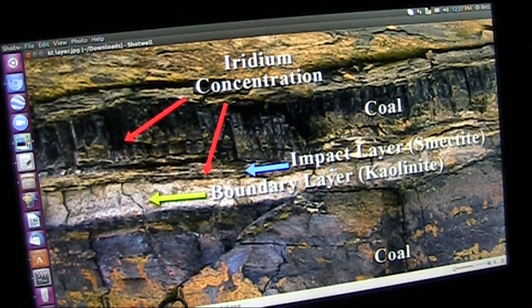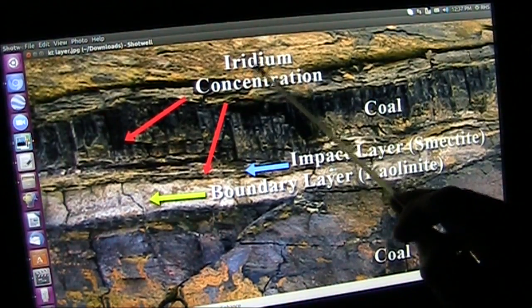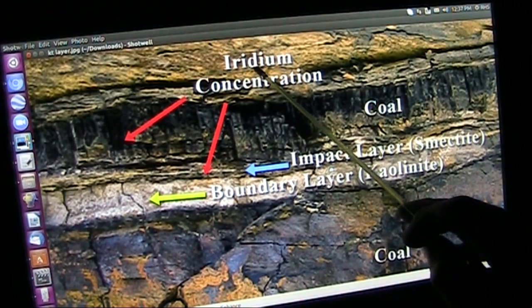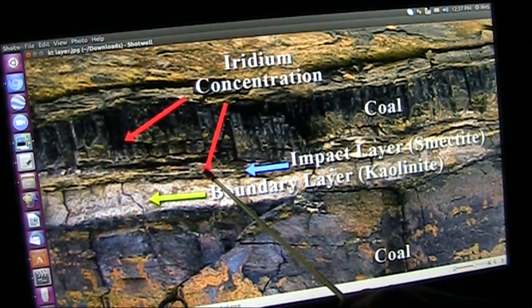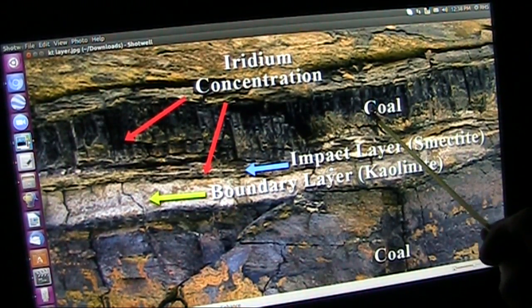Now, how can I say that? Let's go deeper. I showed this in the last video, but I was told that I need to be a little more explicit and explain. Well, I am explicitizing right now. Once again, this is the KT boundary, and the reason they decided it was a meteor impact or an asteroid was because they found iridium.